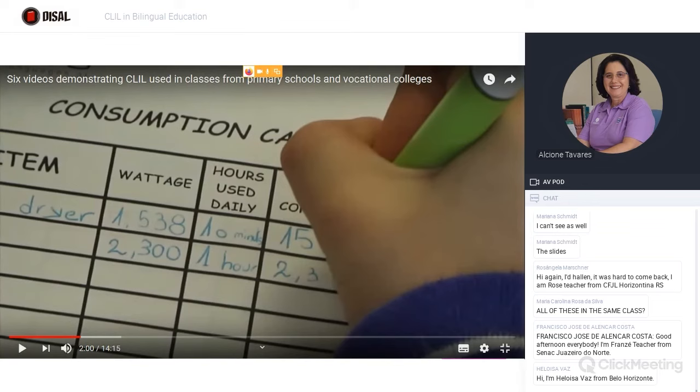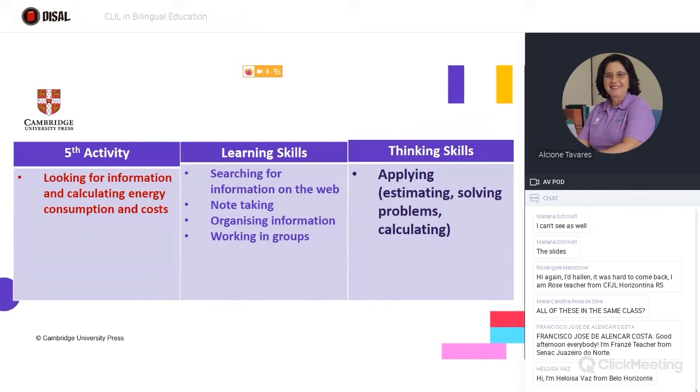So learning skills: searching for information on the web, note-taking, organizing information, and working in groups, because they did this activity in groups. Thinking skills: applying, estimating, solving problems, and calculating. Although it is LOTS, lower order thinking skills, they do a lot here. It's applying information, with a lot of things involving applying, estimating, solving problems, calculating.